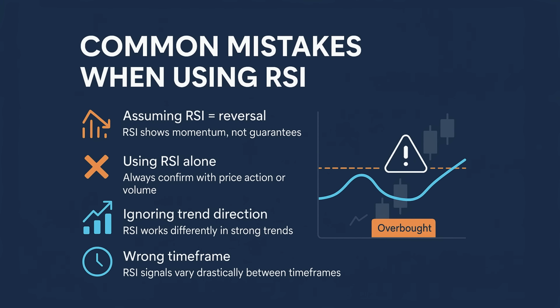RSI is powerful, but it's often misused. One of the biggest mistakes? Assuming RSI always means reversal. Overbought doesn't mean price will drop immediately. And also never rely on RSI alone. Combine it with price action or key levels or moving averages. And remember, time frames matter. A 5-minute RSI signal is very different from a daily chart RSI signal.